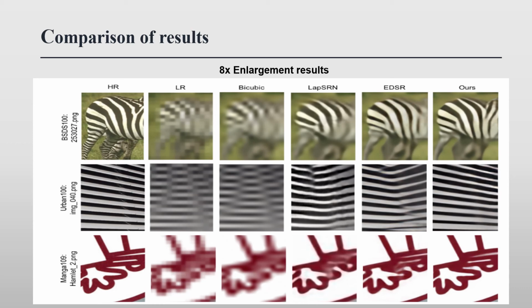Now coming to 8 times enlargement results. In 8 times enlargement, the dense deep backpropagation network exceeds all the existing methods. Even without dense, the deep backpropagation network also exceeds the performance of all existing methods. Here three images can be observed from the Set5, Urban 100, and Manga 109 datasets. The high resolution, low resolution, bicubic, Laplacian super resolution network, enhanced deep super resolution network, and deep backpropagation network results for 8 times enlargement are shown, and it is easily observed that it exceeds all the existing methods in generating super resolution images.